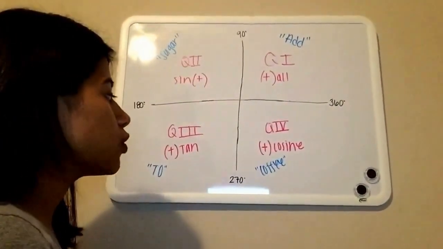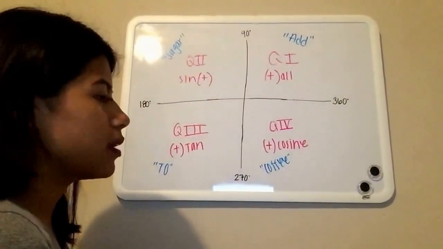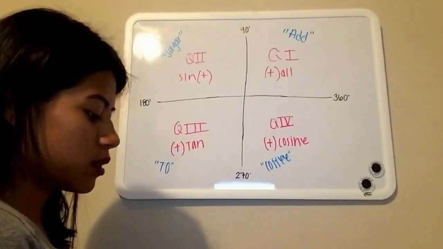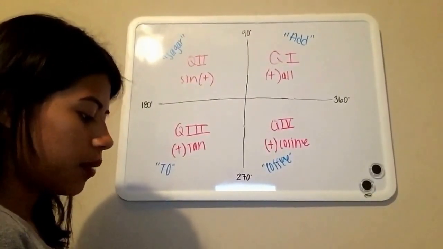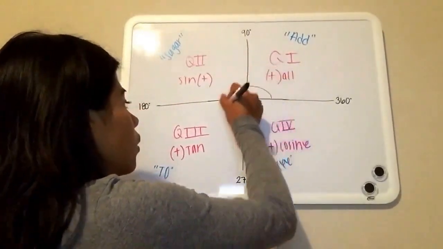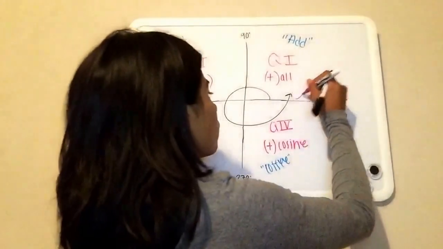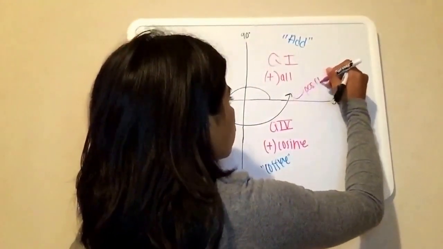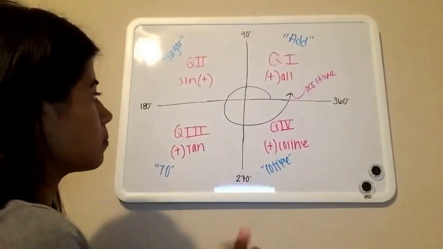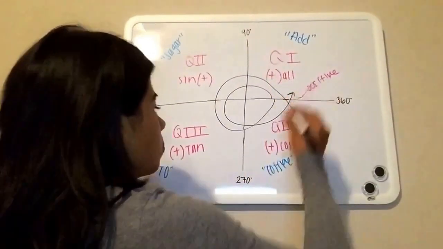And from there, it's important to remember that there are certain rotations that happen sometimes in the unit circle. One of them goes counterclockwise, another one goes clockwise. The counterclockwise is positive, and the one that goes clockwise would be negative.